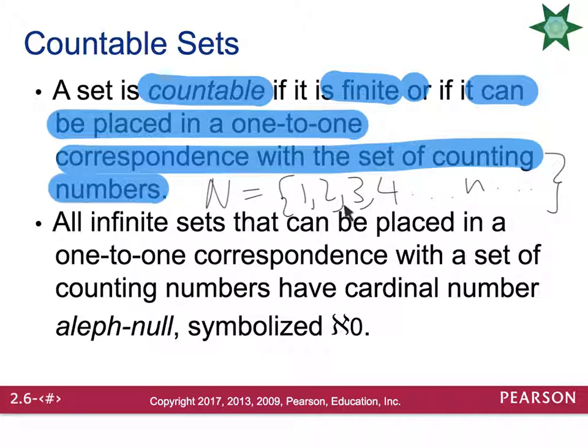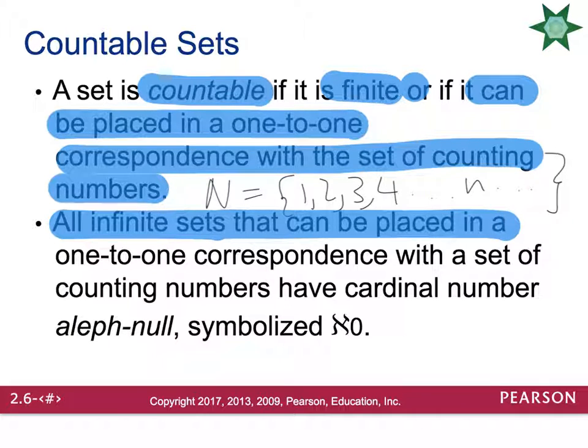So we could say 2, 4, 6, 8, 10, etc. That set is called a countable set because we can place it one-to-one with the set of counting numbers. In fact, the set of counting numbers is countable because it can be placed in a one-to-one correspondence with the set of counting numbers. It's the same set, right?